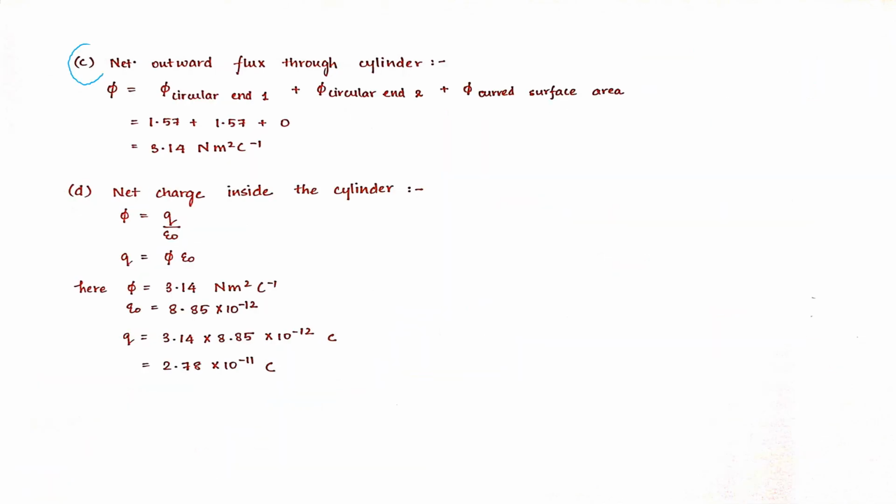Now see, the question says net outward flux. Net outward flux implies the flux from circular end 1, circular end 2 and the curved surface area. From option A, we can get the flux at circular end 1 and circular end 2, and from question B we can get the curved surface area flux. Over this area the flux is 0, because theta was 90 degrees, E delta S cos theta became 0.